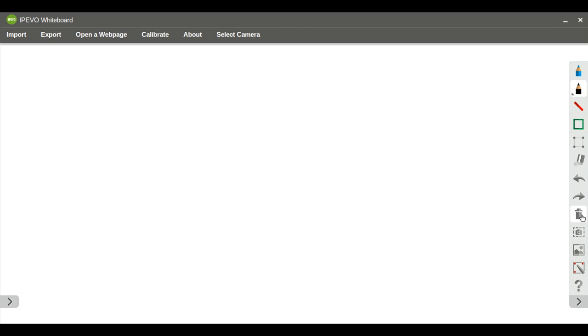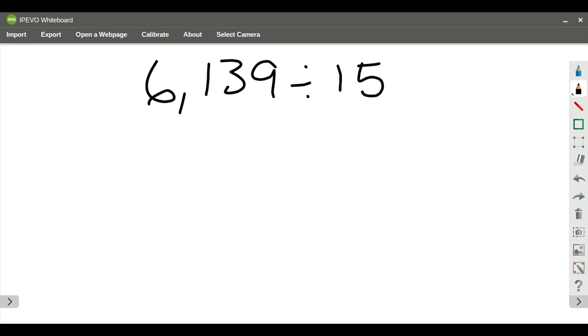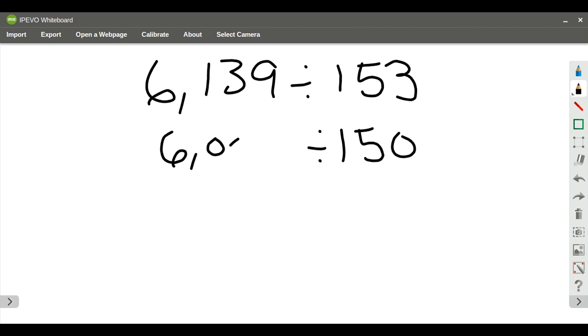Okay. Number 2, explain how you can decide where to place the first digit of the quotient. 6,139 divided by 153. So we talked about this briefly in that first problem. The first thing I'm going to want to do is use estimation to help me decide. Remember yesterday we talked about always starting with your divisor, and I'm just going to make it 150. And I'm going to take 6,139 and round it to 6,000.